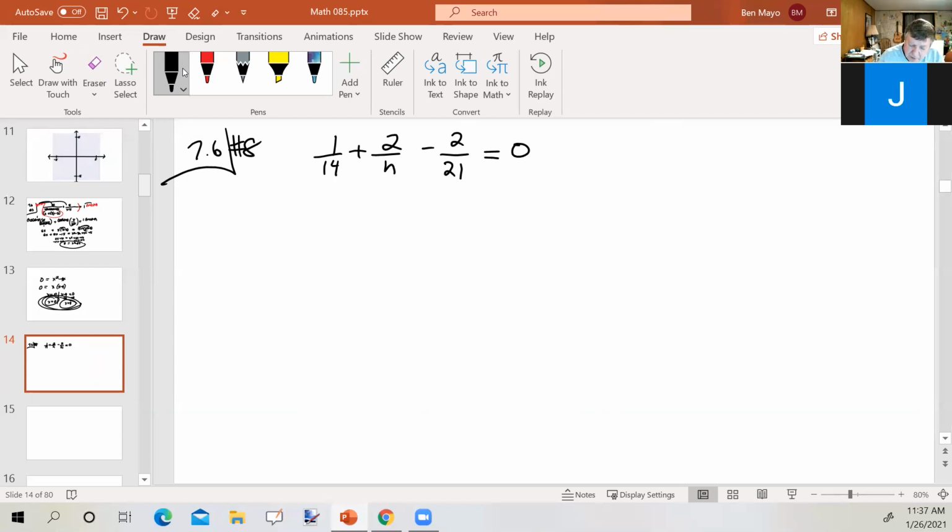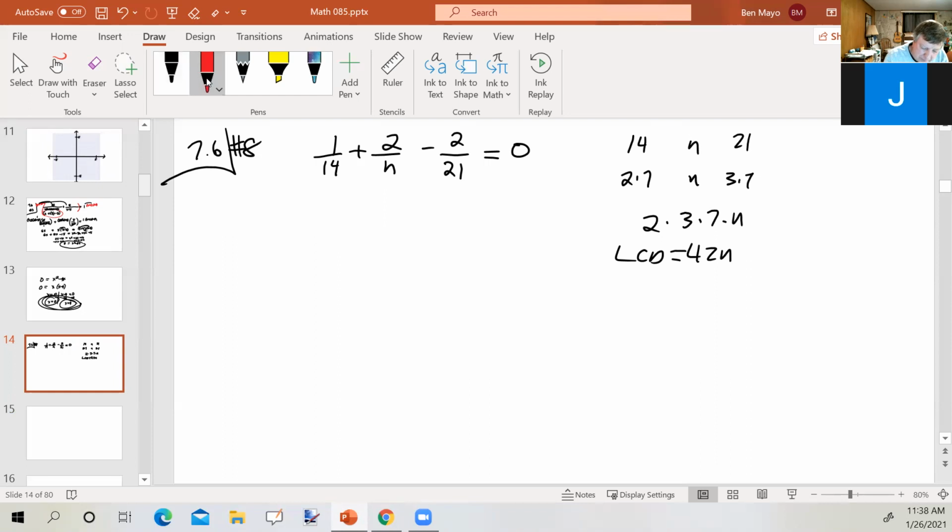Okay, so we need to find the least common denominator of 14, n, and 21. So 14 is 2 times 7, n is just n, and 21 is 3 times 7. So we need 2 times 3 times 7 times n, or 42n. So that's our LCD. Any question about that? Okay, so now I'm going to multiply both sides of the equation by 42n.